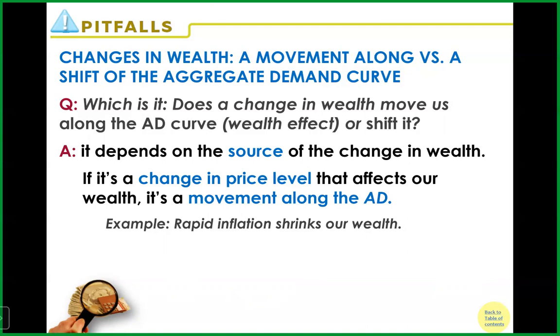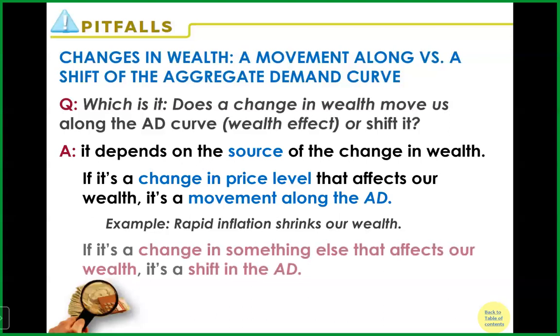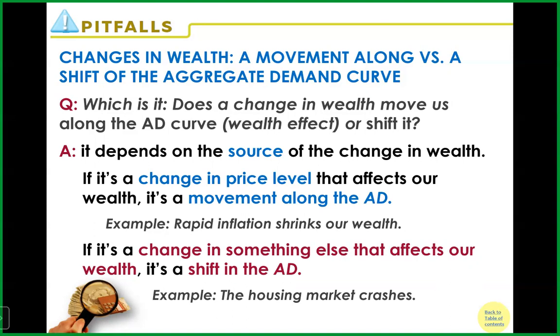But on the other hand, if the change in wealth is caused by something else, that's going to be a shift in aggregate demand. For example, a housing market crash, right? So you can tell the difference. Both end up with a change in wealth, but the cause is different. However, here there are some more subtle issues.